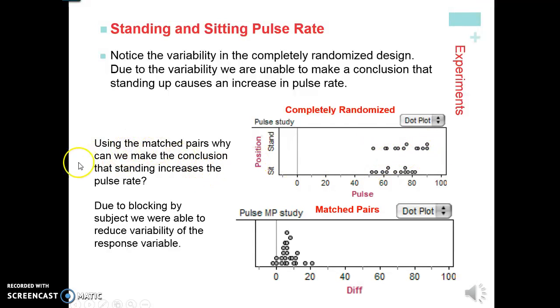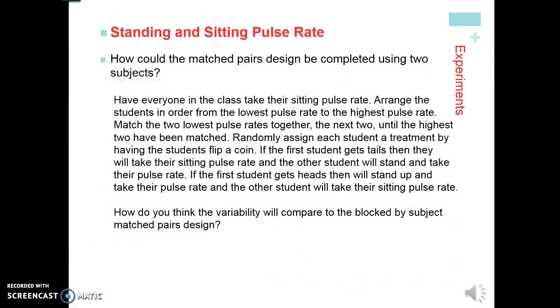Now, when we use the matched pairs down here, we can actually make the conclusion that standing increases the pulse rate. Well, why is that? Because we blocked, we were able to reduce the variability of the response variable. When I say reduce variability, that means I'm not getting such a wide range of answers. All of my answers are clustered in the same area. Since they're all clustered in the same area, it's easier for me to make a conclusion about whether or not standing up actually increases your pulse rates.